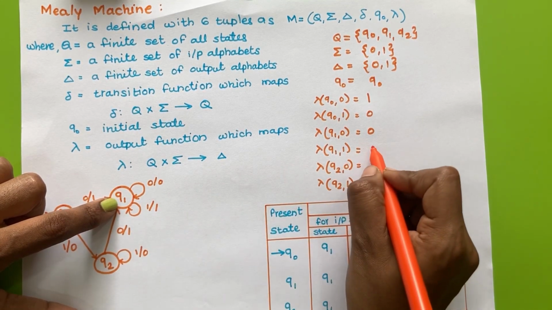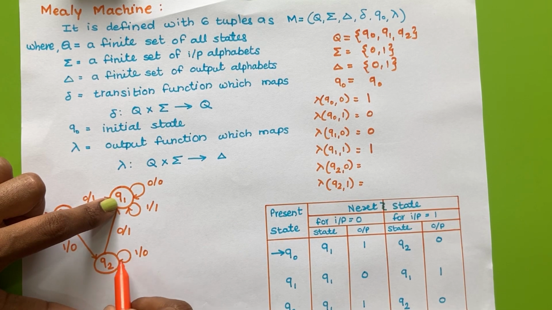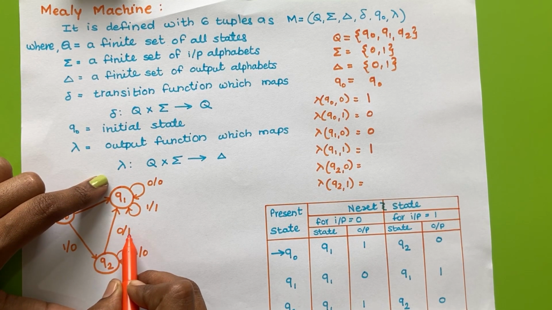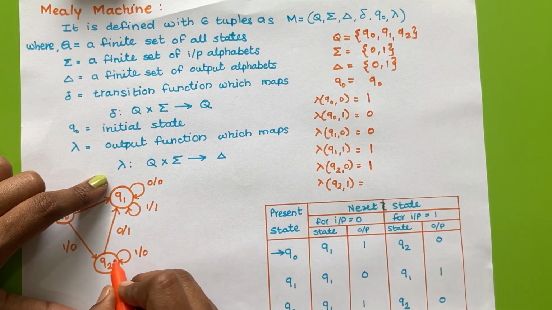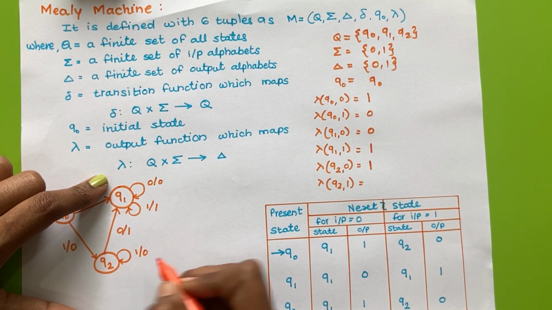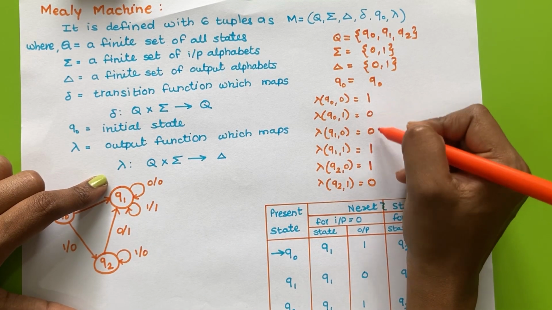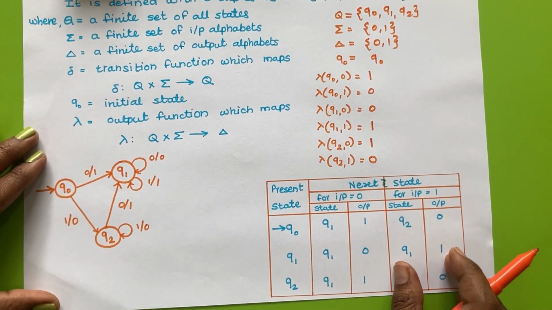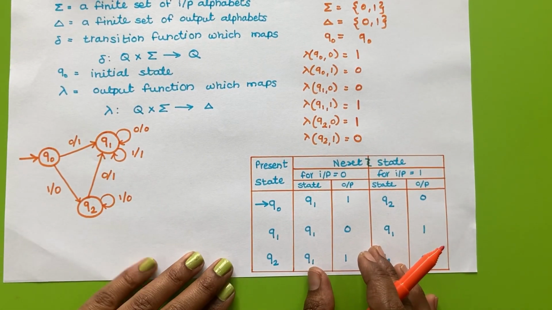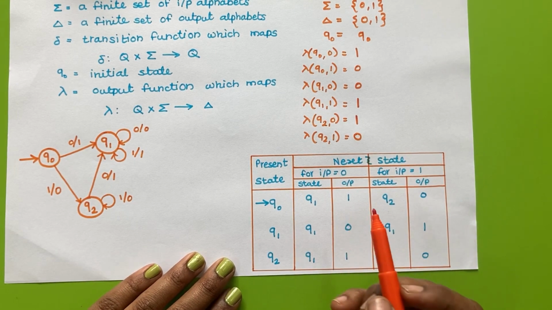Q1 is 1. Q20 is 1 and Q21 is 0. Okay, so these are the values of triangular delta. Now next, how to write a table for Mealy machine.